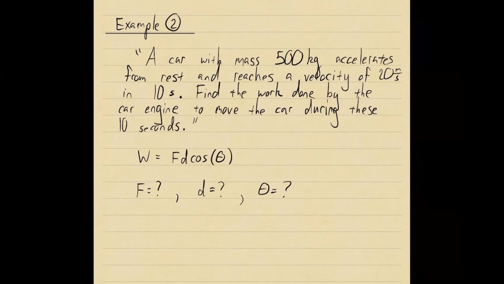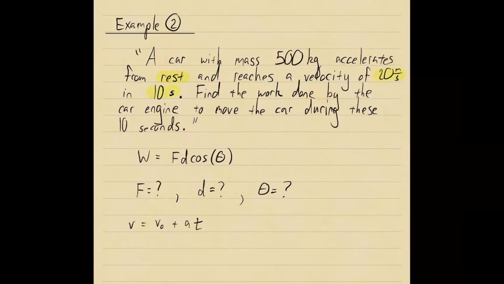So right off the bat, it seems like we hit a little bit of a snag, but let's not worry. Because if we remember, we did some of this stuff back in our second lecture. In one-dimensional motion, the final velocity of an object is equal to the initial velocity plus its acceleration times time. In this problem, we know that the car starts from rest and reaches a final velocity of 20 meters per second in 10 seconds.